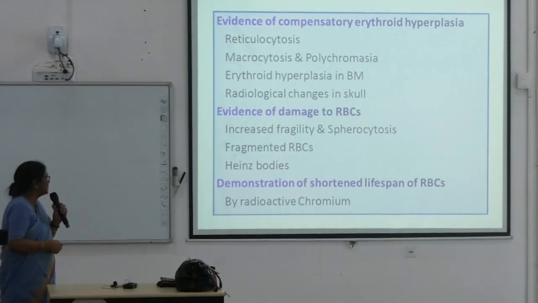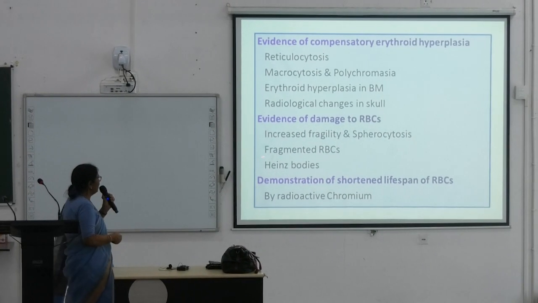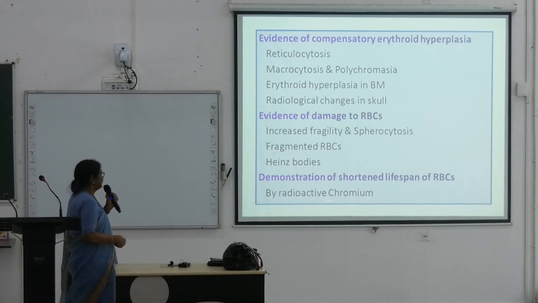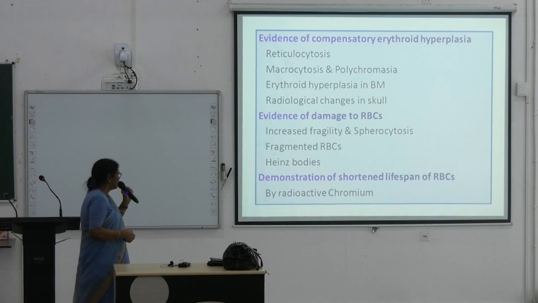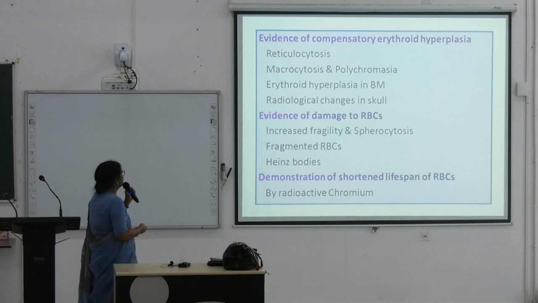There is increased fragility and spherocytosis. Increased fragility we can see by the osmotic fragility test. Now we will get fragmented RBCs in the peripheral blood smear, and there may be Heinz bodies. The confirmation of the shortened lifespan of the RBCs may be done by demonstration of the shortened lifespan by radioactive chromium. So these are the evidences for hemolysis, increased red cell destruction.